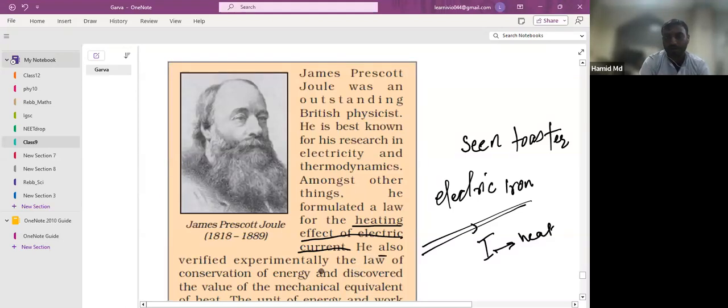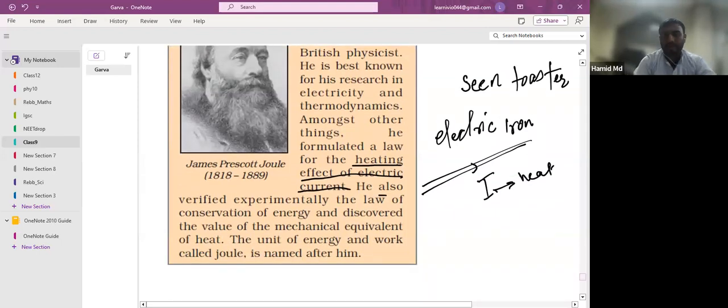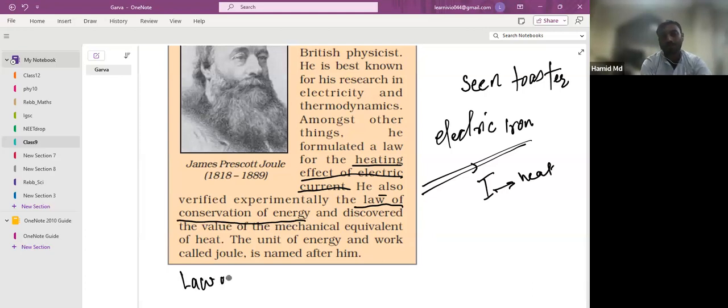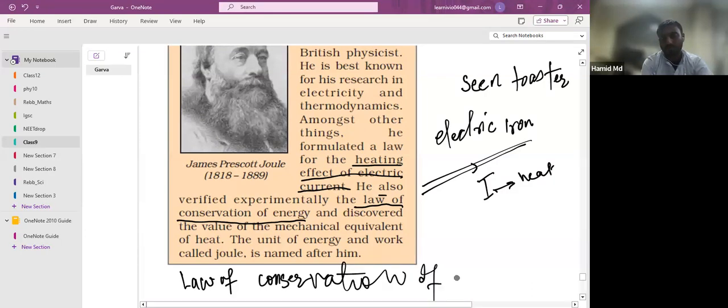He also verified experimentally the law of conservation of energy and discovered the value of the mechanical equivalent. Law of conservation of energy. What is the law of conservation of energy?